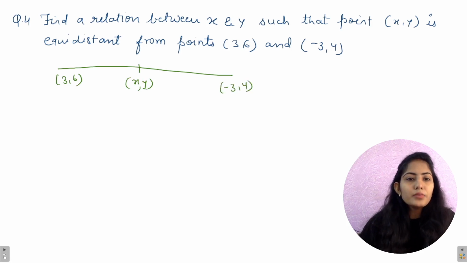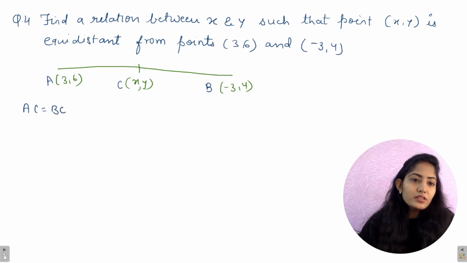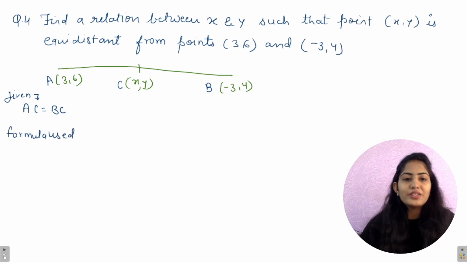Okay, so I am taking this as A, B, and it is equidistant, so we are going to use the same concept. Suppose the point is C, so it is given that AC is equal to BC. This is given to you. Now we are going to use the formula. If you do the question in this way in the examination, you will get good marks.